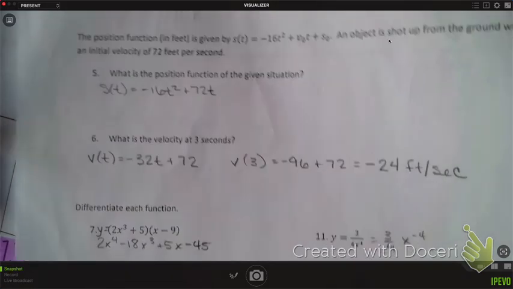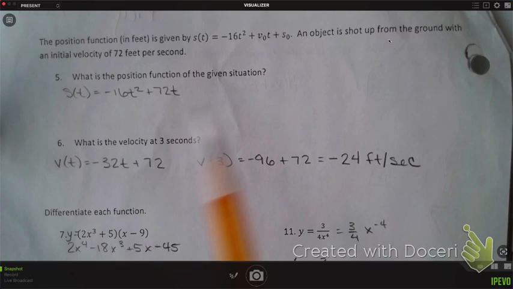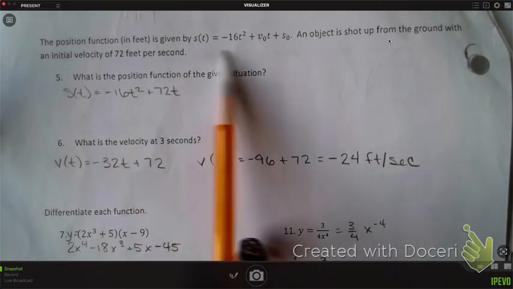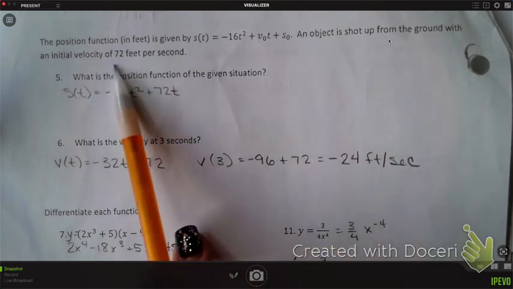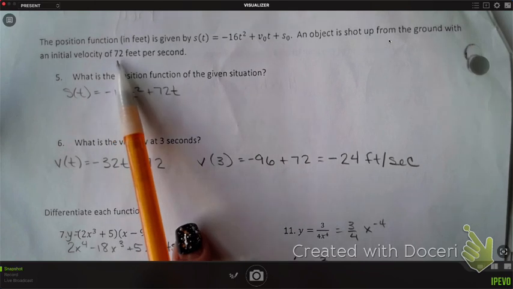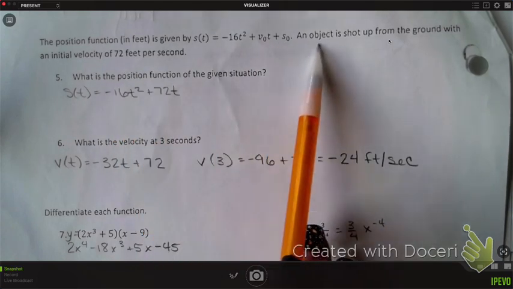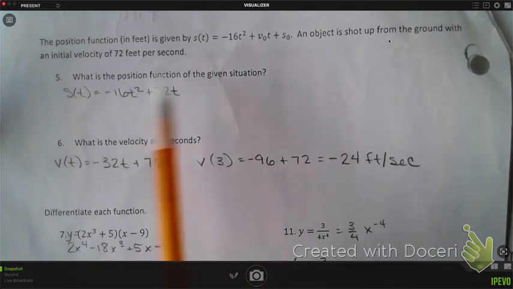Okay, so the next one, these are really basic questions. What is the position function? It tells you the initial velocity is 72, and it's being shot up from the ground. So initial velocity is what? V of 0 is 72. And what's S sub 0? Initial height. Right. And if I'm being shot up from the ground, what is it? 0. And so there's your equation.